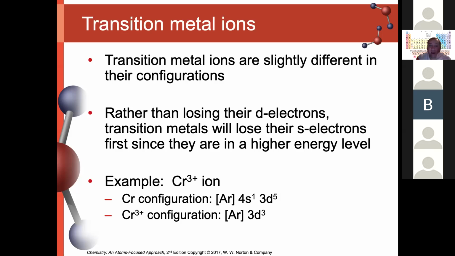So take, for example, chromium. Chromium-3 ion. What's going to happen first is that it needs to lose 3 electrons. It's going to lose this 4s electron first because it is the furthest away from the nucleus, and then it'll lose 2 more out of the d orbital here. We see this in a lot of transition metals, where we lose those s electrons first, then we come back and take the d electrons if necessary.